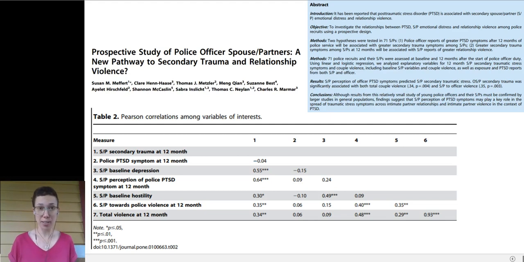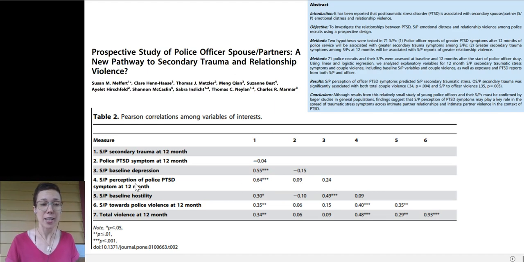So if they're already depressed at the start of the study, it makes sense that throughout the course of the study, their secondary trauma symptoms would be a little bit higher perhaps than other folks who weren't already struggling with their mental health throughout the time frame of the study. So this 0.55 is interesting to me. It's not a very strong relationship, so it's still a pretty weak relationship, but it is a positive relationship.